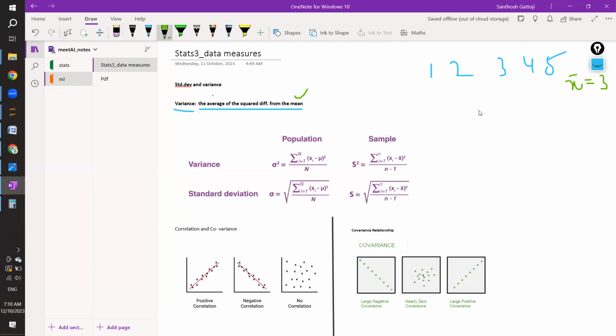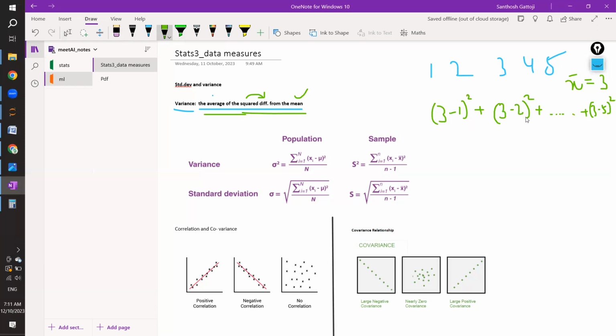What will be the difference? The difference will be the given mean minus each and every number. But for the difference, it's not just the difference, it is a squared difference. That means 3 minus 1 whole square, plus 3 minus 2 whole square, plus like that, finally 3 minus 5 whole square. You got the squared difference from the mean, and you should take the average of this.